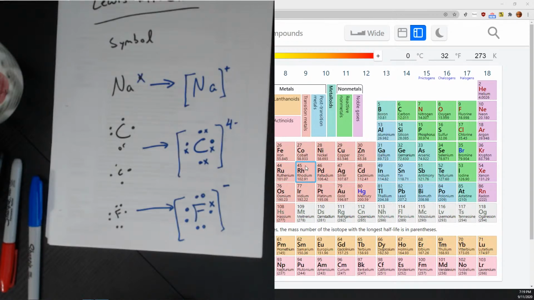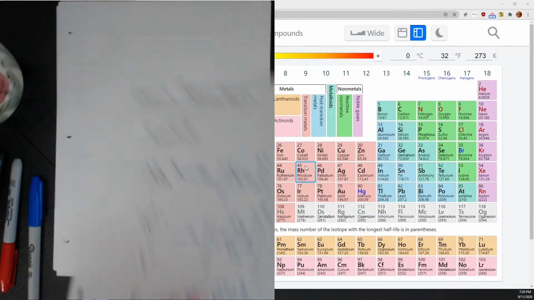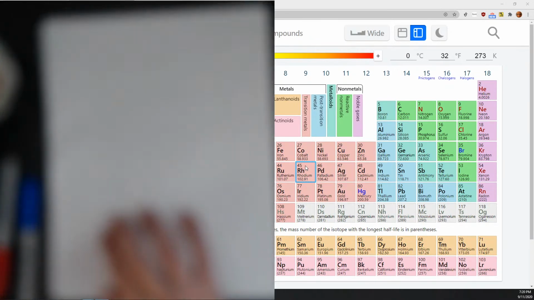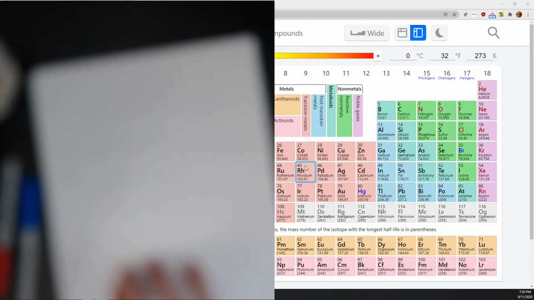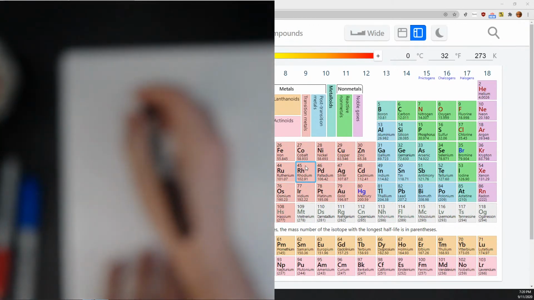Now, let's go ahead and move on to Lewis structures. How can we use this to work out molecules? Well, there is a set of rules that we can use. This will come back into focus in a minute, never fear.